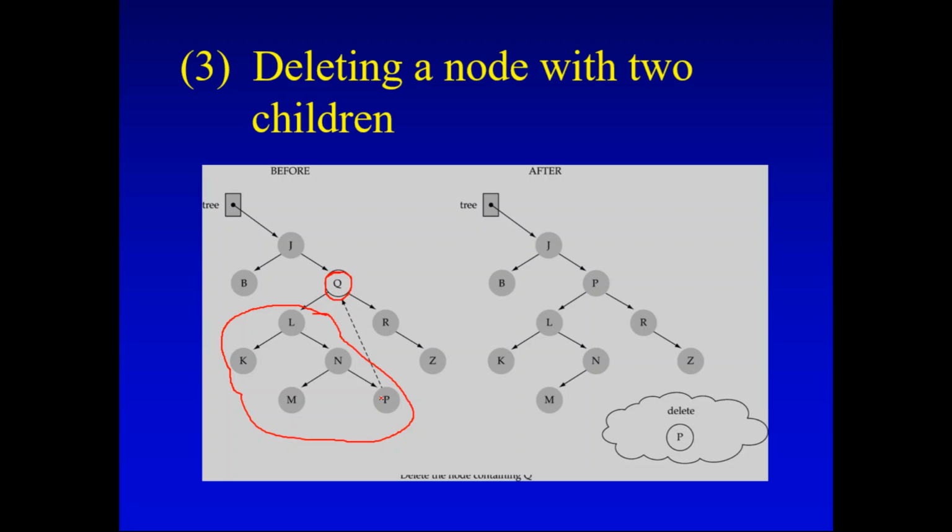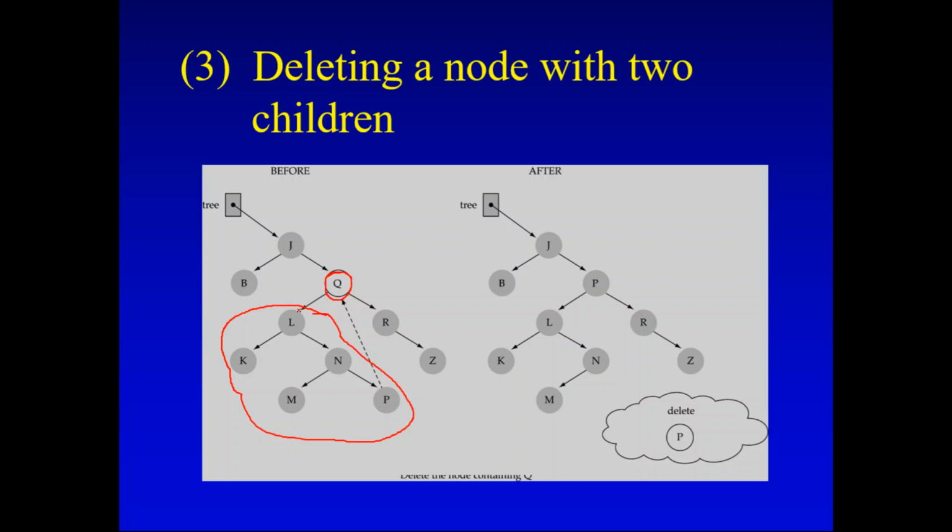Okay, what is infix successor? Infix successor will be the node with the lowest value in the right subtree, and infix predecessor will be the node with the highest value in the left subtree. Okay, right? So this is the difference between infix predecessor and infix successor. So Q can be replaced either with infix predecessor or with infix successor.